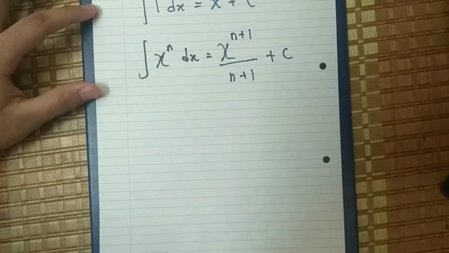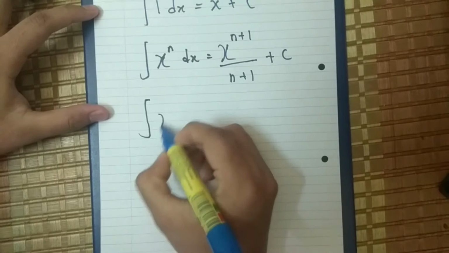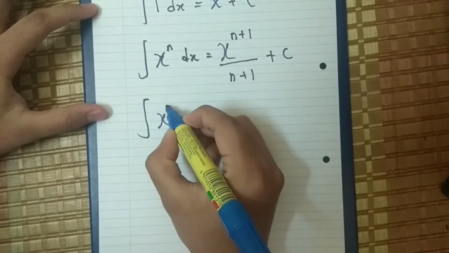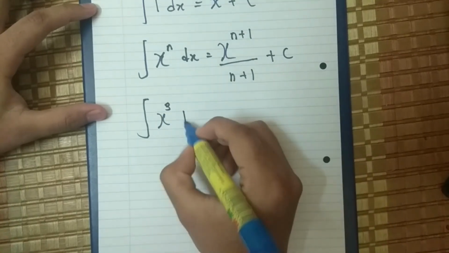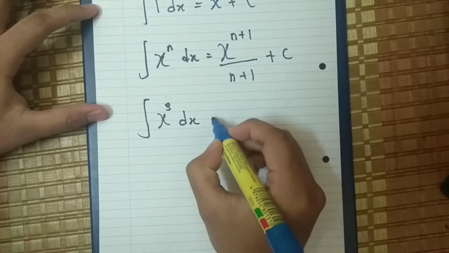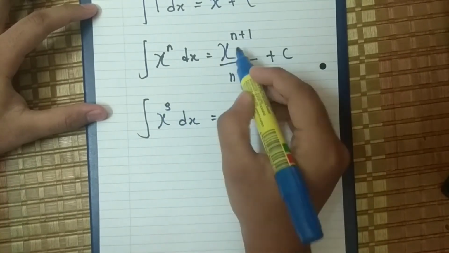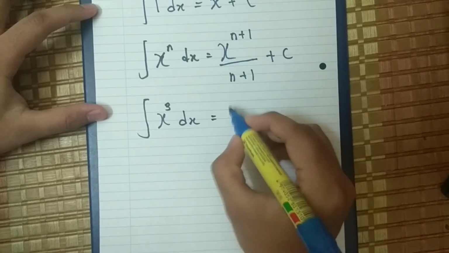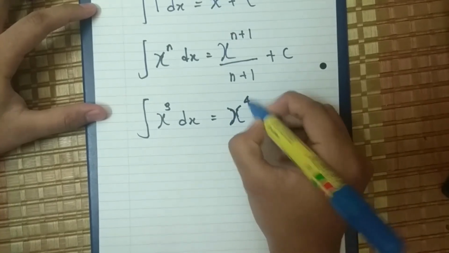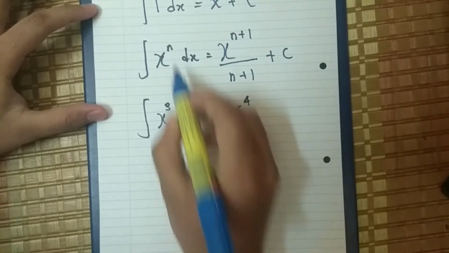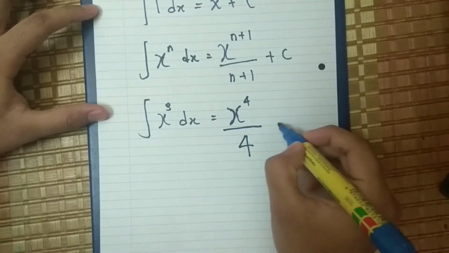So, in a normal example of a normal question, the x is usually given in an integral like the integral of x cubed dx. So how do we do it? The power, we must add 1, resulting in x to the power of 4 over 4, plus c.